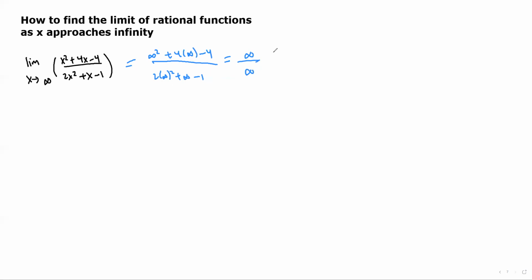So here we have what's called an indeterminate form. So what that means is if we have a form where it says infinity over infinity or some form like this, that means we need to do a little bit more work. Okay, so how would we solve this?